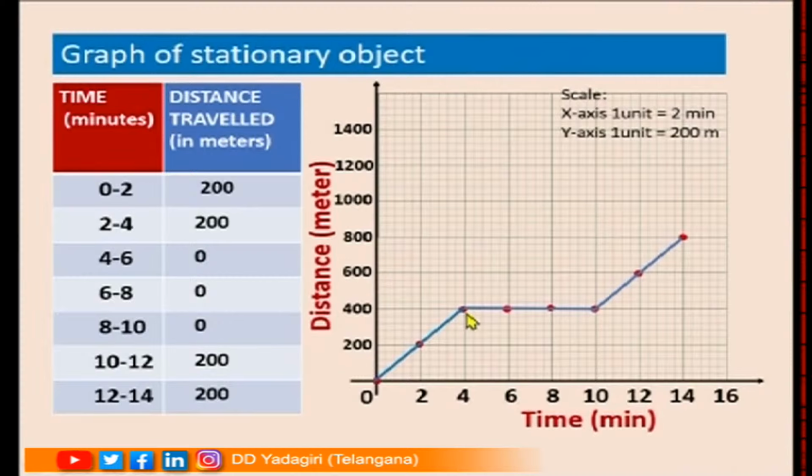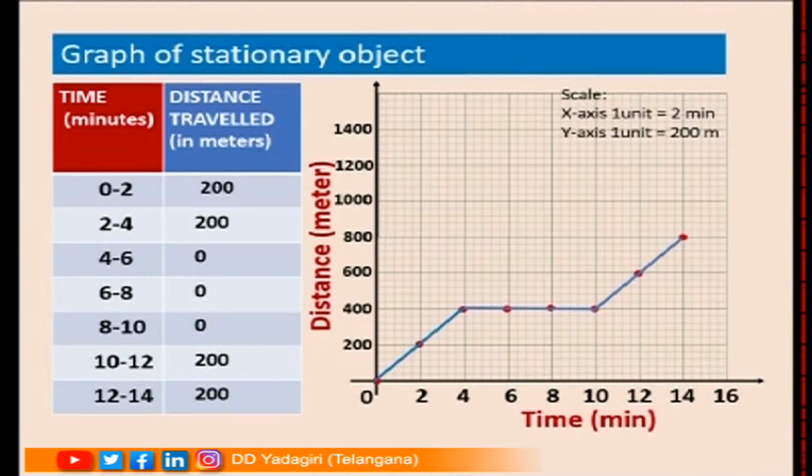But here from 4 minutes to 10 minutes the object is at rest, means you will get a straight line like this. It is parallel to the x-axis. It is very important, children. Even though it is a straight line, the angle of incline is 0. It is parallel to the x-axis.